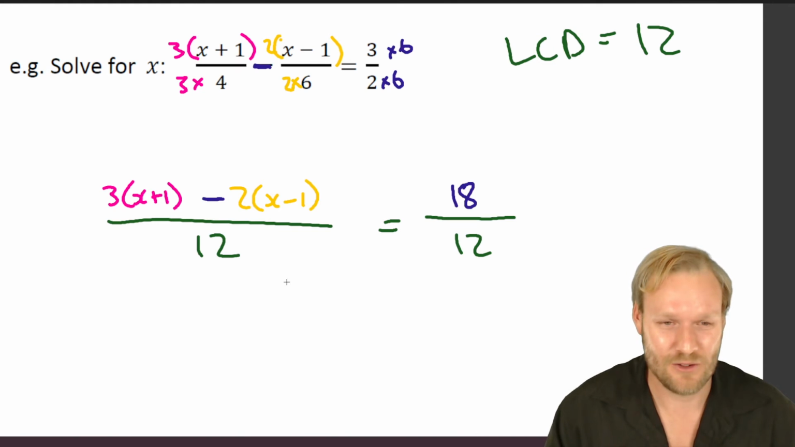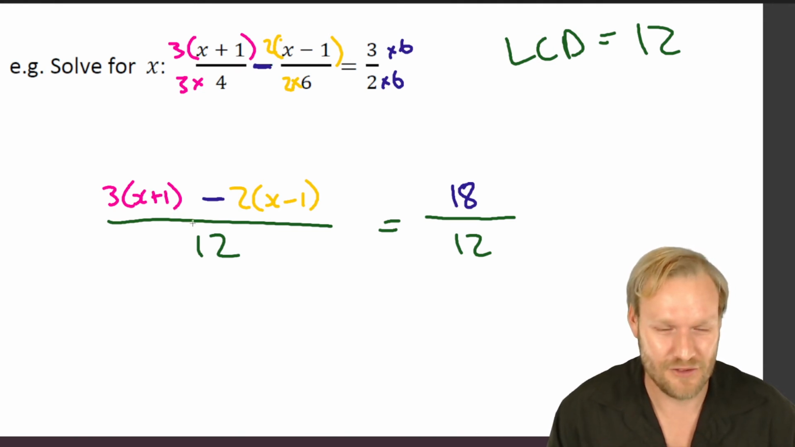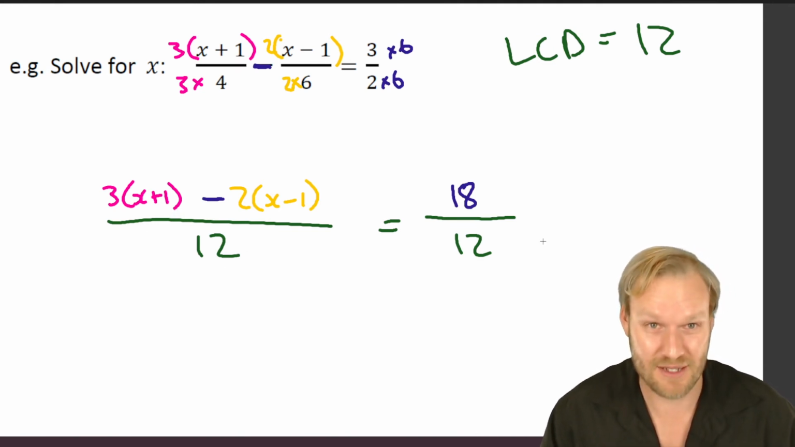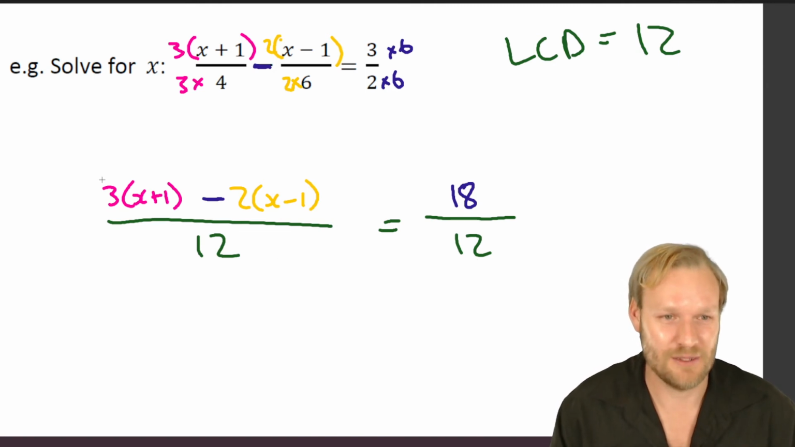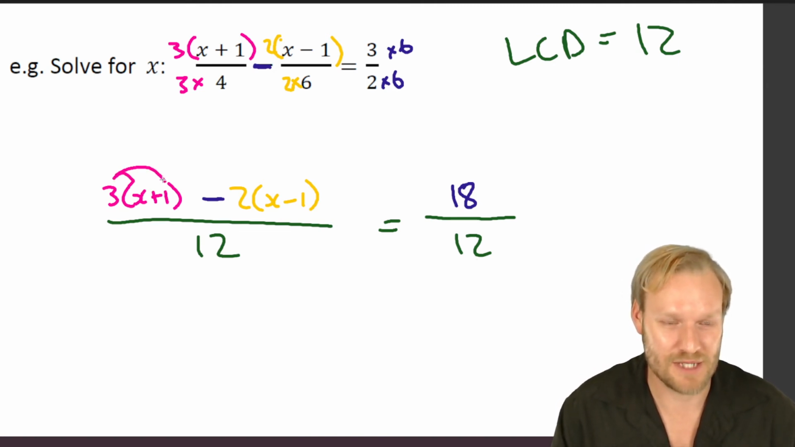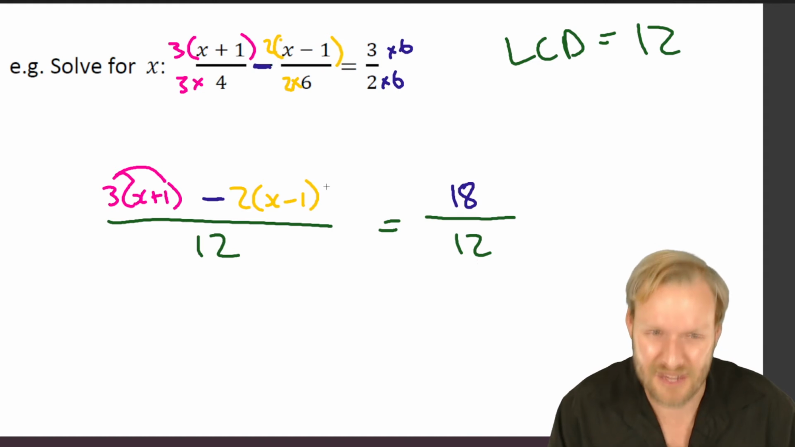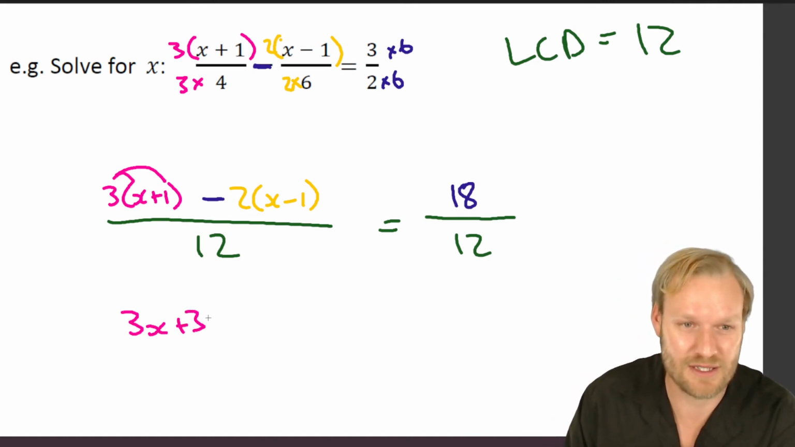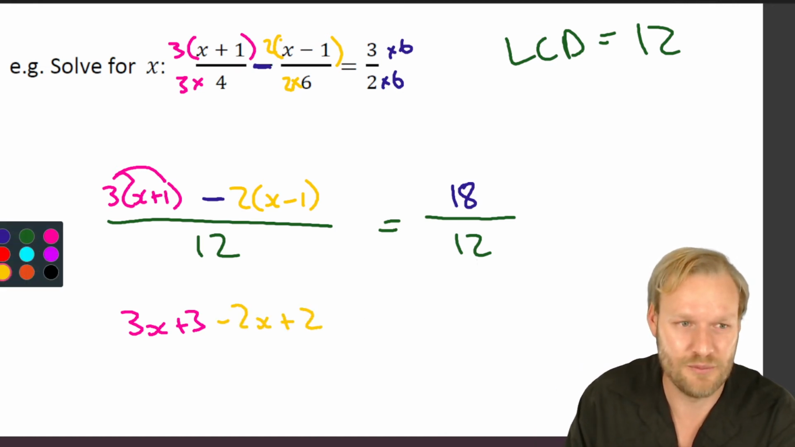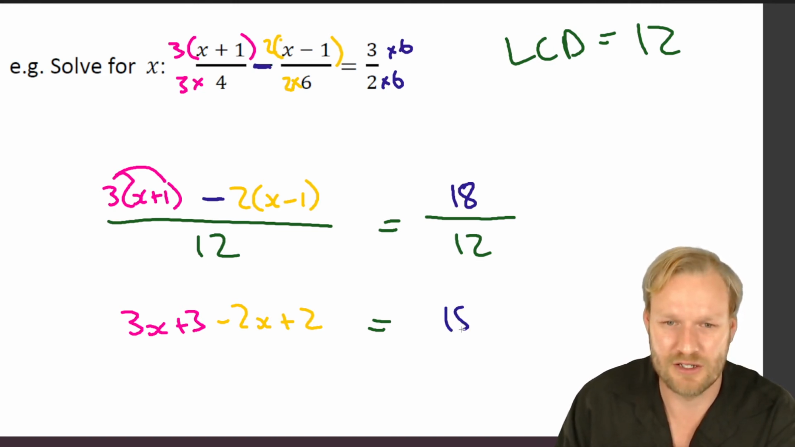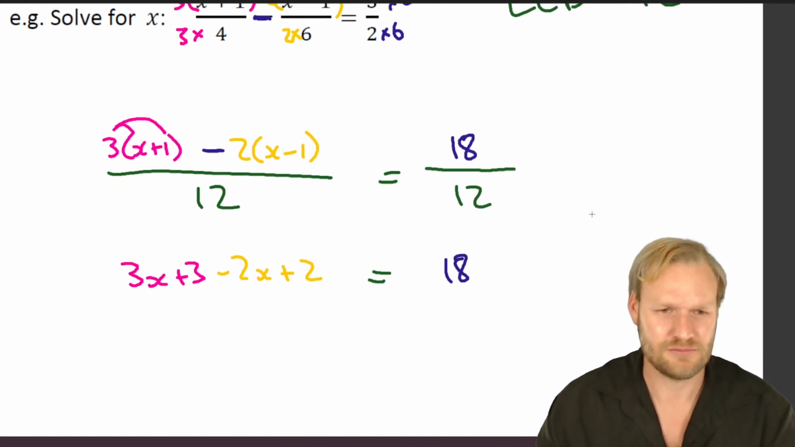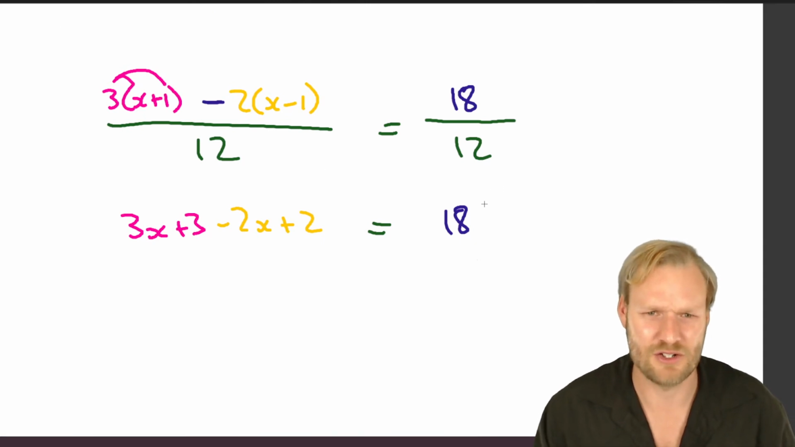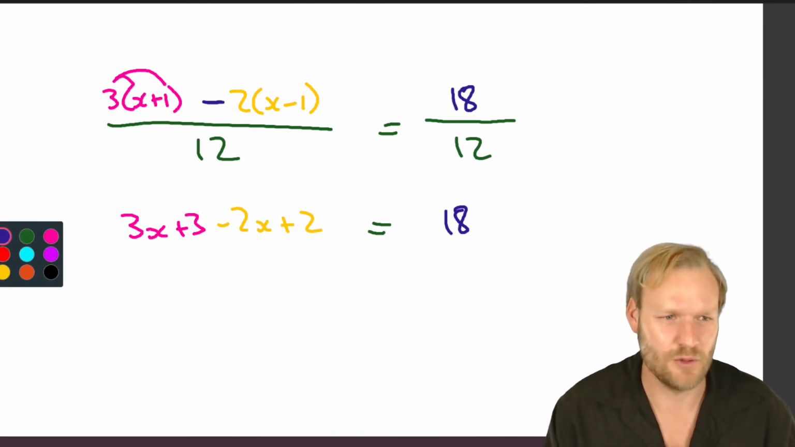So I think we're going to not write this 12 and this 12. We're not cancelling them out, but I'm going to distribute this at the same time. Because why write out that exact same step and then distribute? So in this step, 3x plus 3 minus 2x plus 2 equals 18. So now we've got a much simpler linear equation to solve. So therefore we can solve it.